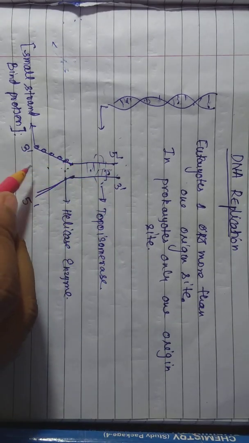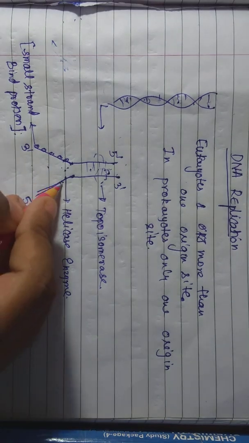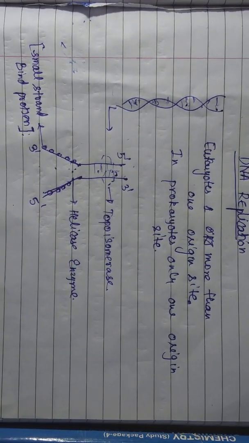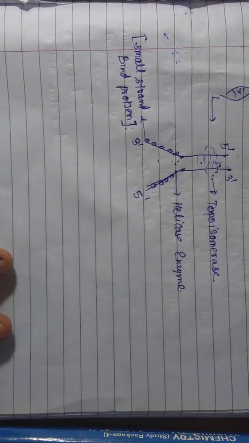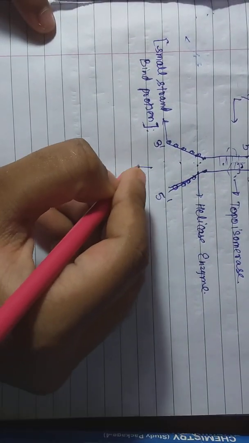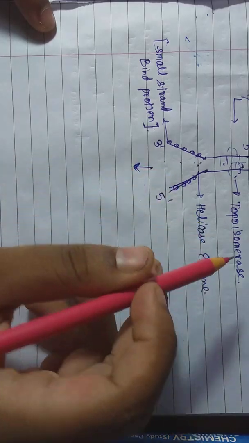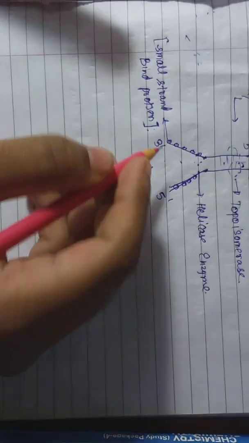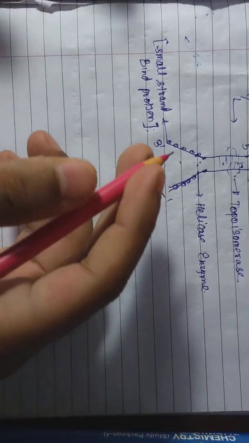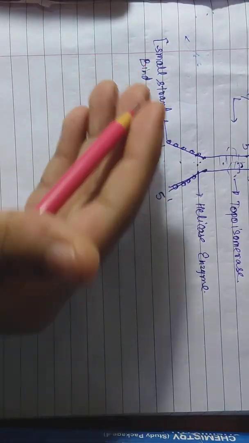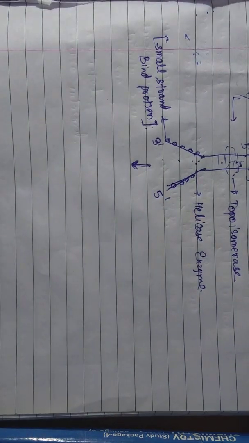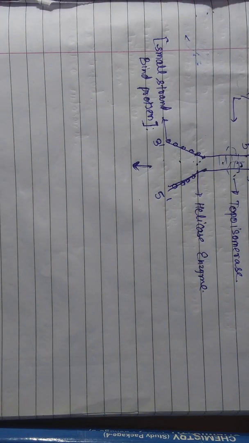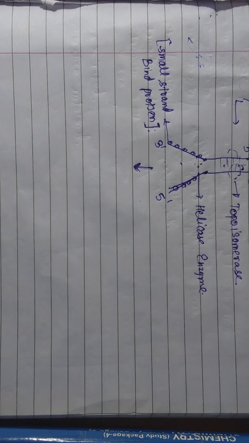So now let's see how the replication takes place. We first need to know that there are many enzymes. In prokaryotes we have three enzymes: DNA polymerase 1, DNA polymerase 2 and DNA polymerase 3. But in eukaryotes we have DNA polymerase alpha, beta, gamma, delta and epsilon. These are Greek alphabets which we have taken as enzyme names, the types of enzyme in eukaryotes.